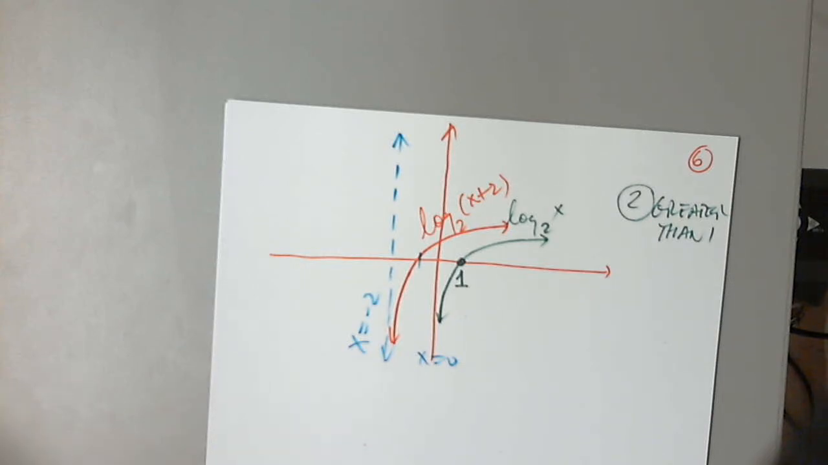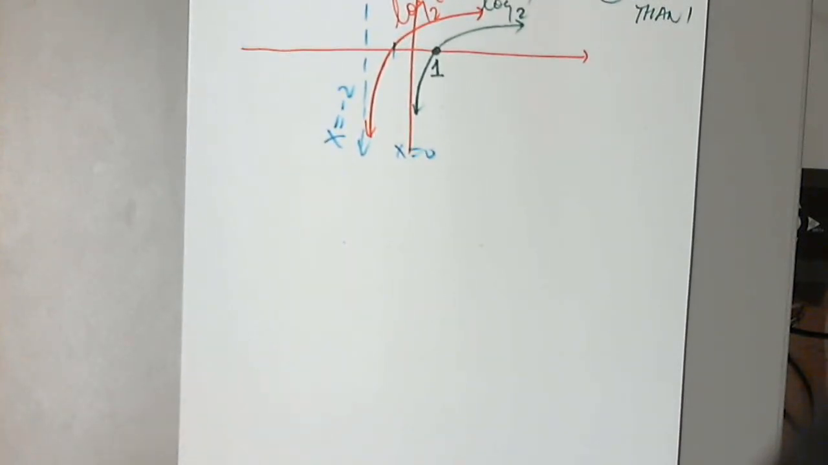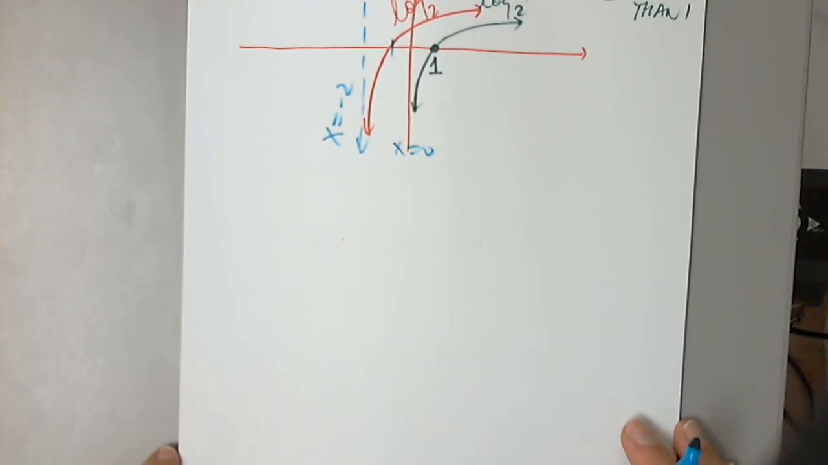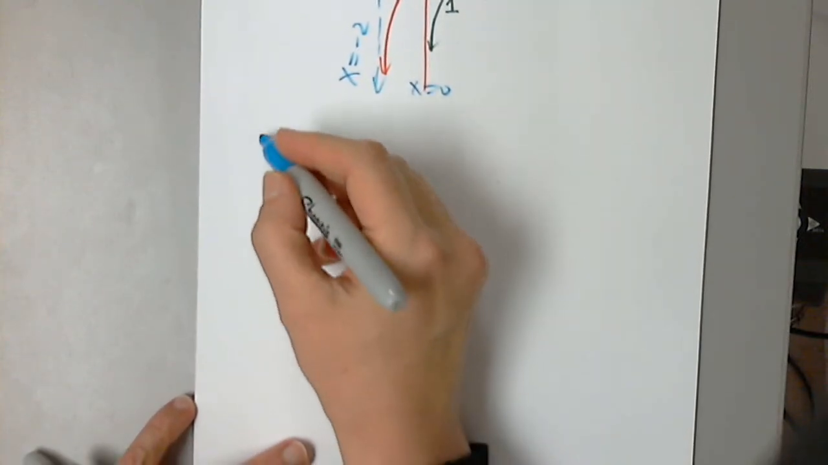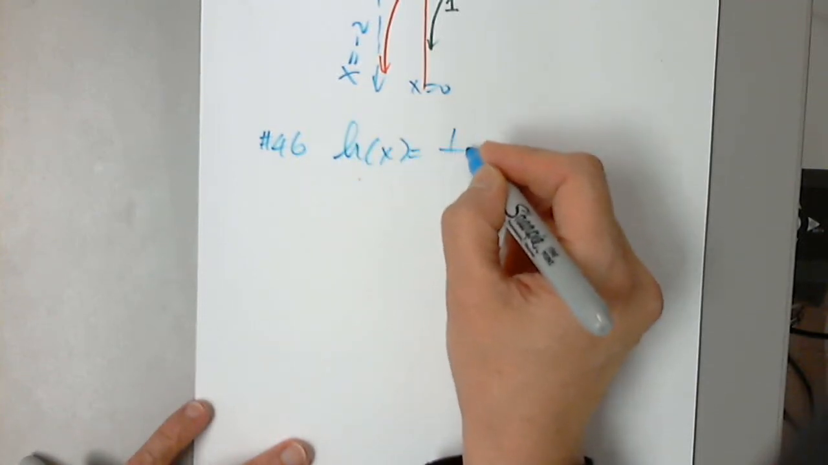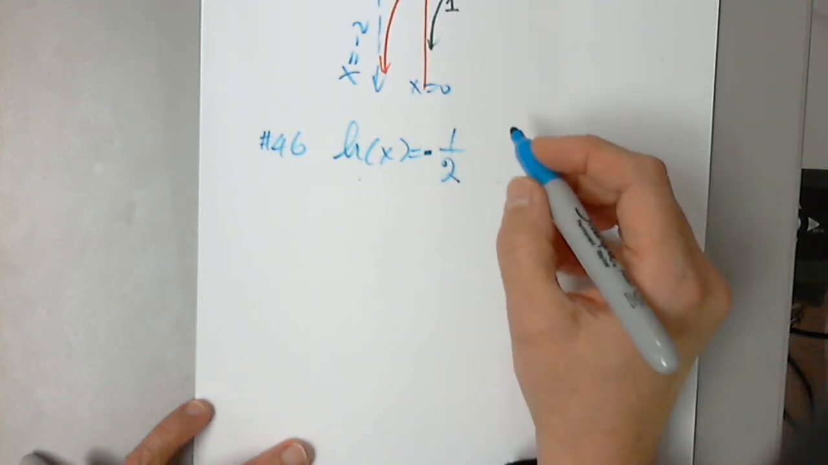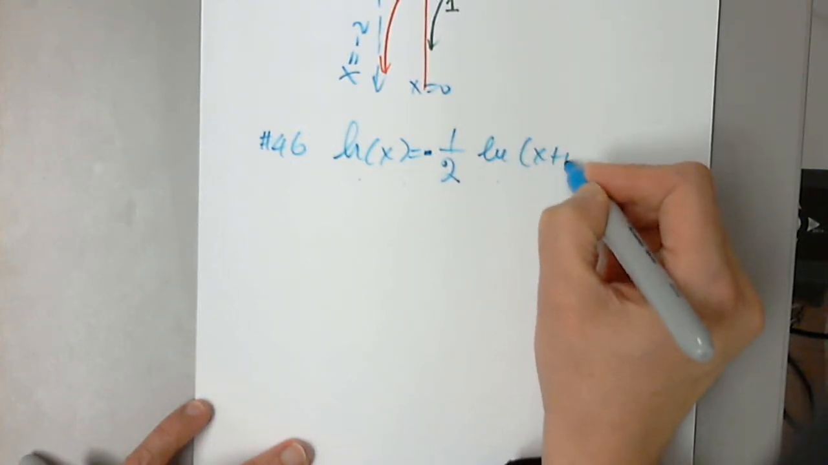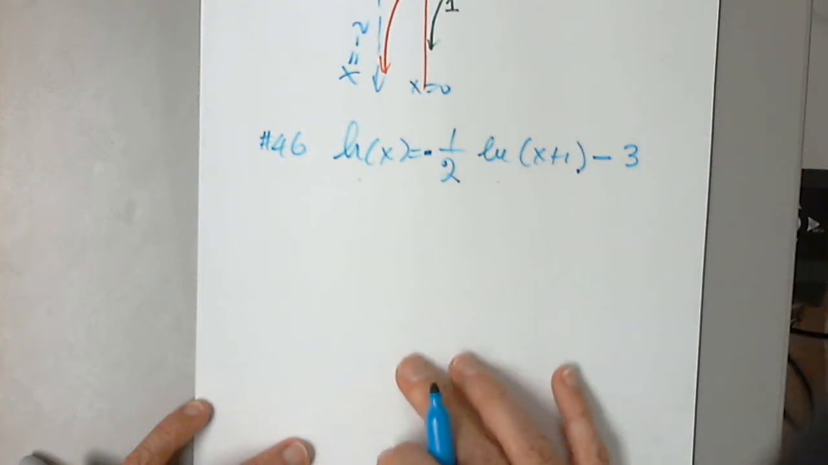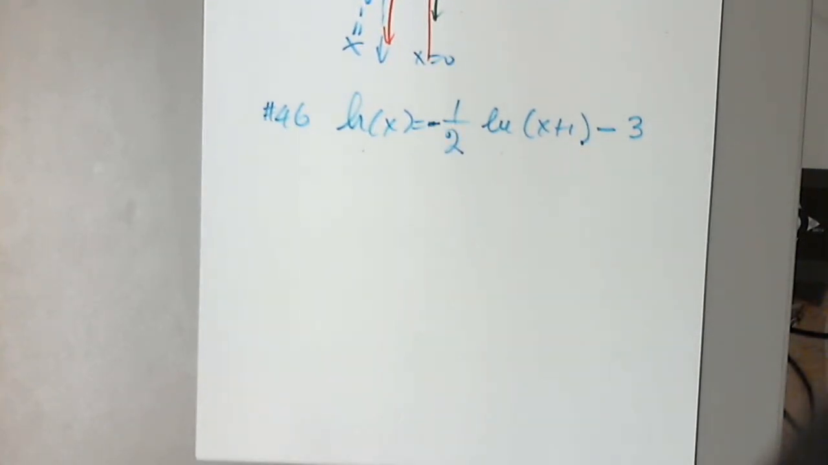Would you like to graph another? Yes. Okay, let's look at 46. h of x equals negative 1/2, negative in front, 1/2 natural log of x plus 1 minus 3. Let's identify the base function.